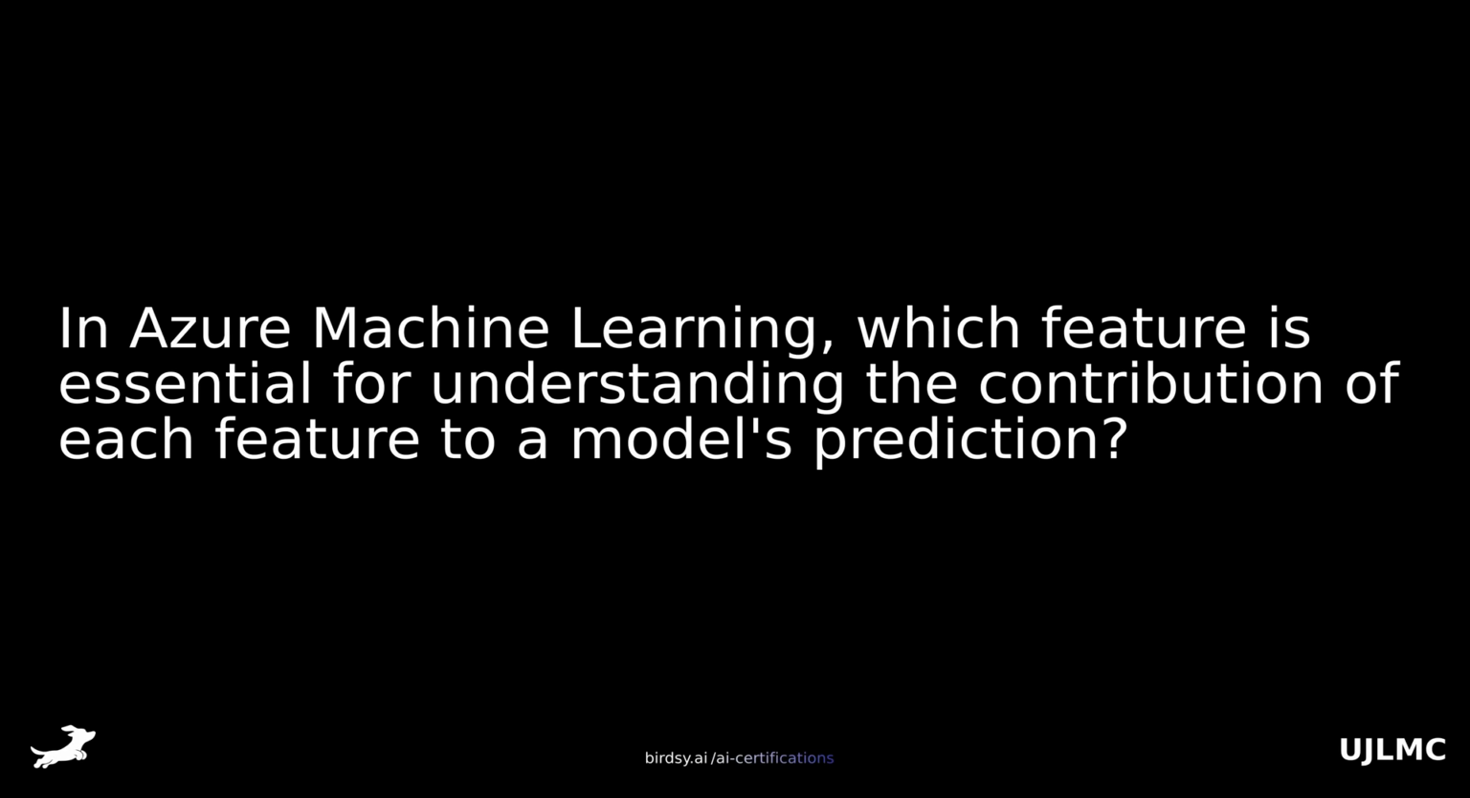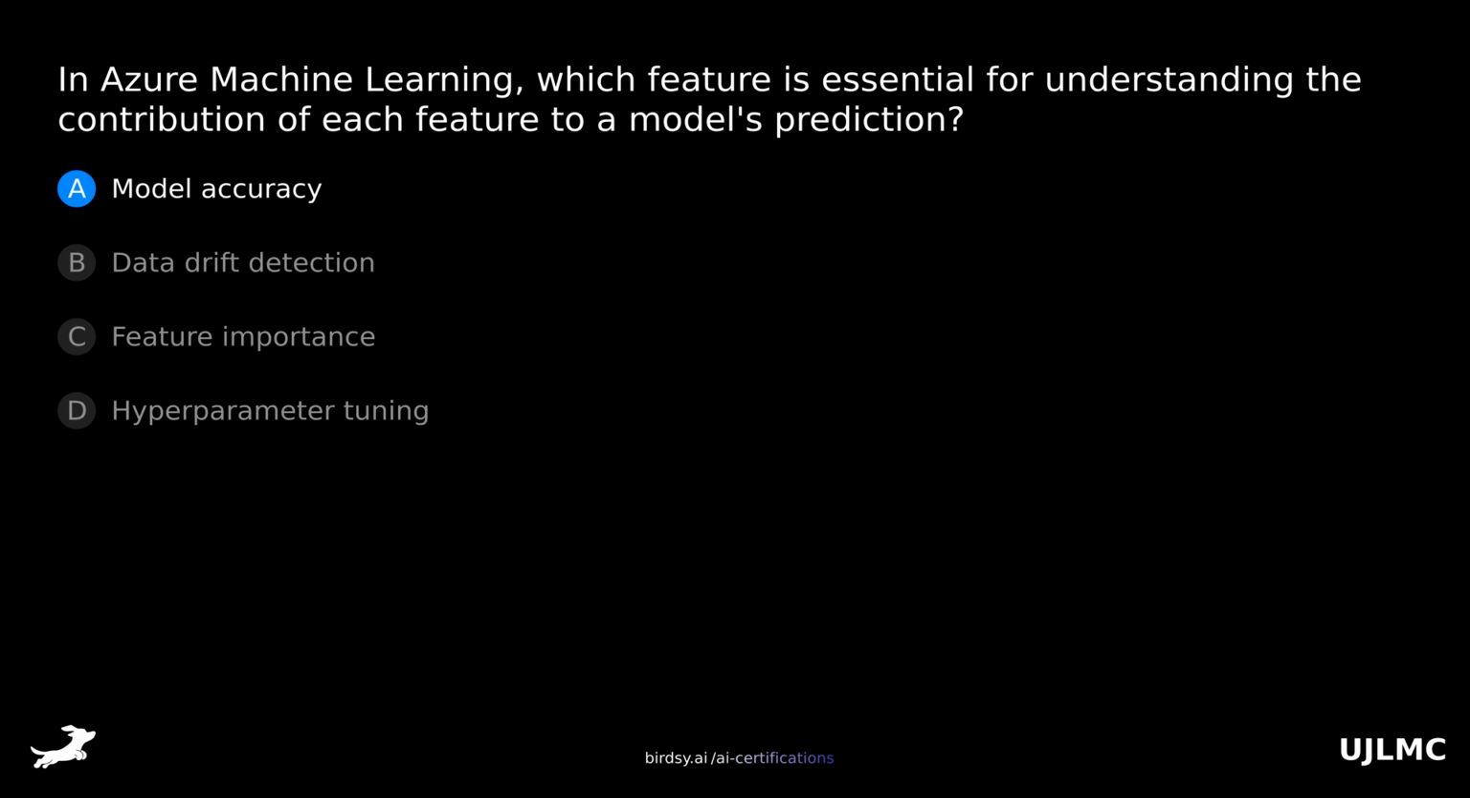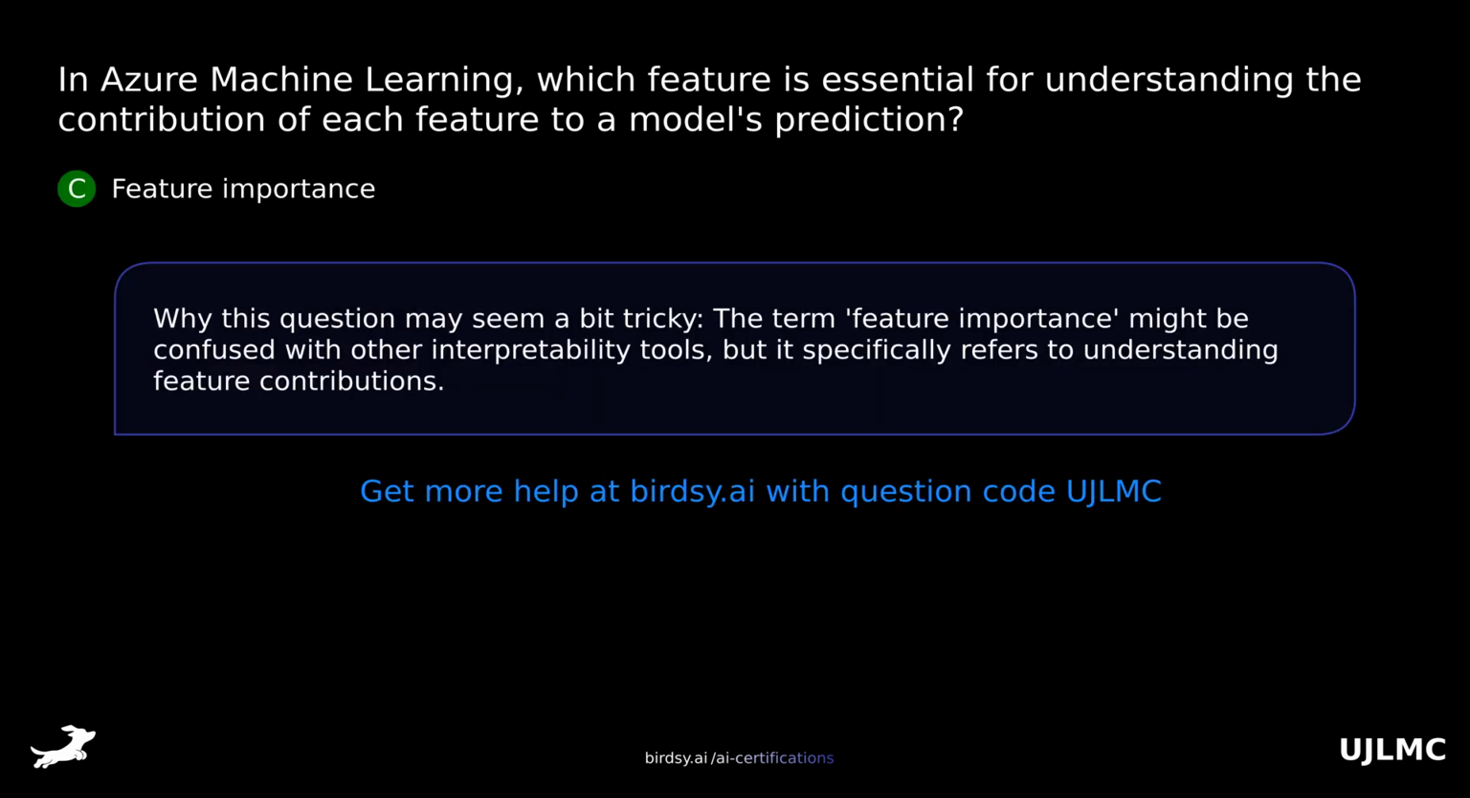In Azure Machine Learning, which feature is essential for understanding the contribution of each feature to a model's prediction? Is it A, model accuracy, B, data drift detection, C, feature importance, or D, hyperparameter tuning? The answer is C, feature importance. Why this question may seem a bit tricky: the term feature importance might be confused with other interpretability tools, but it specifically refers to understanding feature contributions.